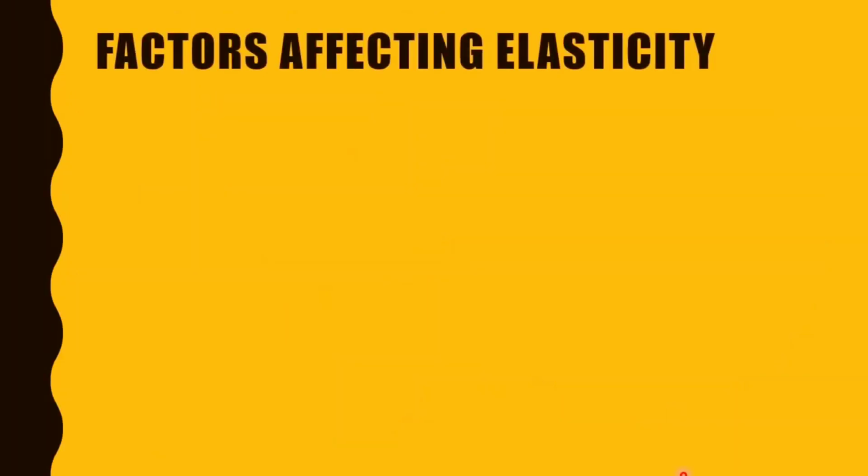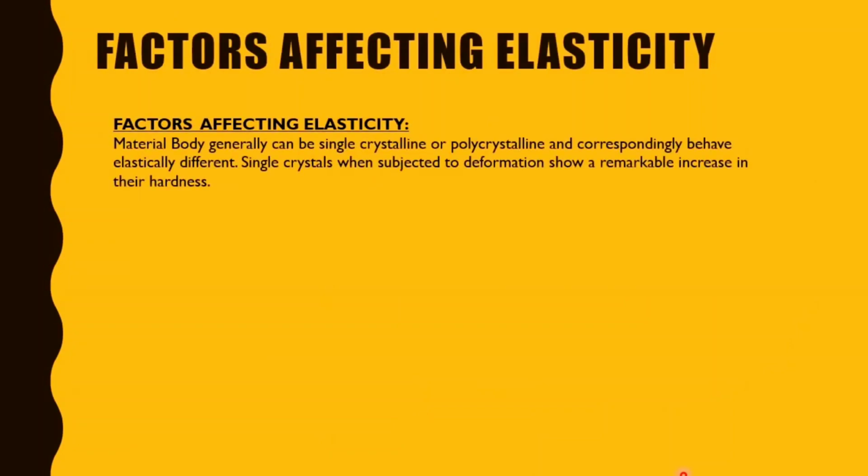Now we need to know about the factors affecting elasticity. A material body can generally be single crystalline or polycrystalline, and correspondingly behaves elastically differently. Meaning that the crystal can be one or many.